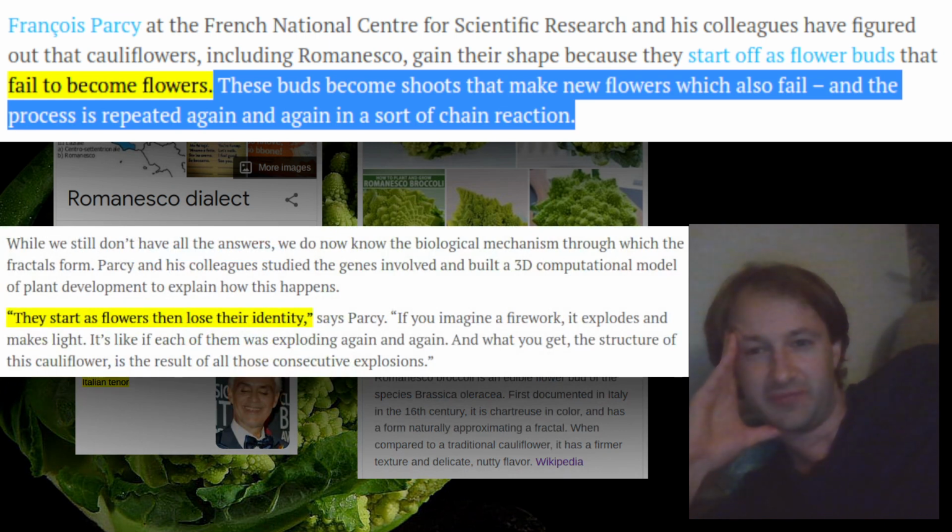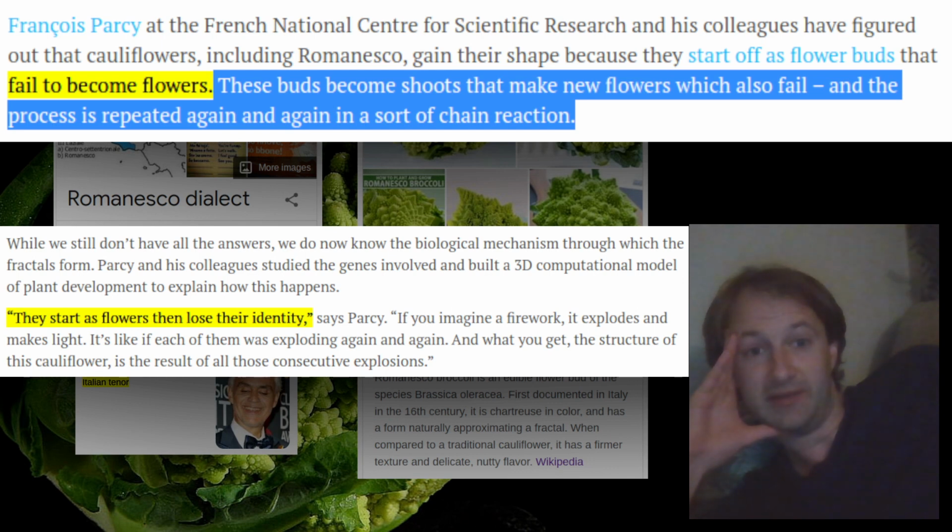So here's also something I find very interesting. The researchers say that they start to lose their identity. So I'll read a bit here because I don't really understand how they got there. While we still don't have all the answers, we do now know the biological mechanism through which the fractal forms. Parsi and his colleagues studied the genes involved and built a 3D computational model of plant development to explain how this happens.